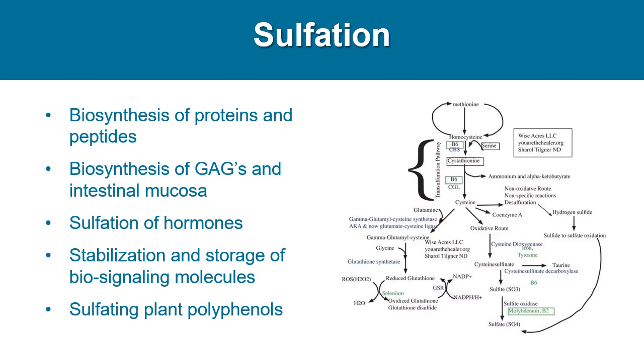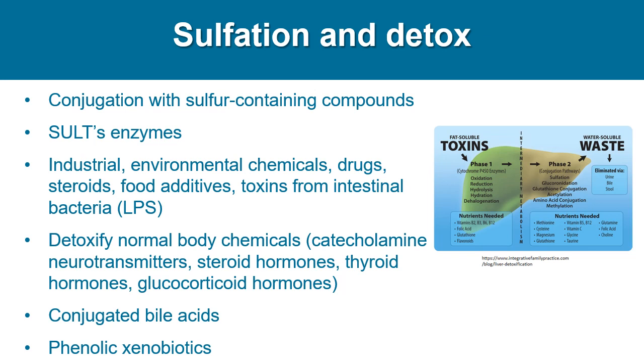Again, people with sulfation issues also are low in hormones, particularly DHEAS, and that's the precursor to some of your other sex hormones. And we do see a lot of low hormones amongst people with IC, and it is also involved in stabilizing and storing other biosignaling molecules. Really important. So again, sulfation is used to conjugate toxins with sulfur-containing compounds. And this process is actually catalyzed by a series of enzymes known as the sulfotransferases, or SULTs, is what I will abbreviate it as.